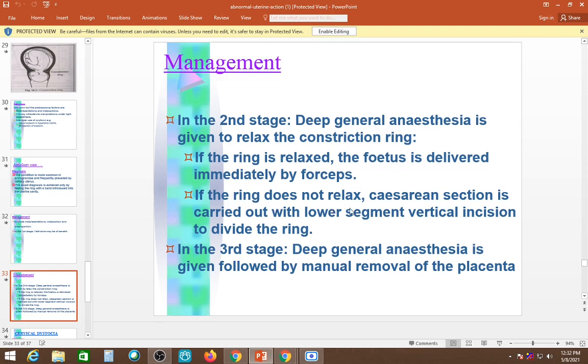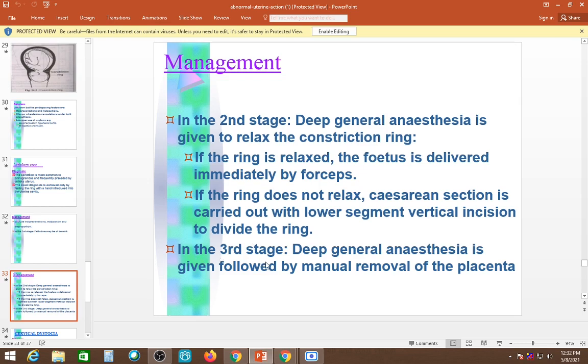If the ring is not relaxed, what will we do? Only if the ring is relaxed after giving anesthesia will we do forceps and deliver the baby. But if the ring is not relaxed, immediate LSCS will be done for the mother, with a lower segment vertical incision to divide the ring, not a horizontal one.